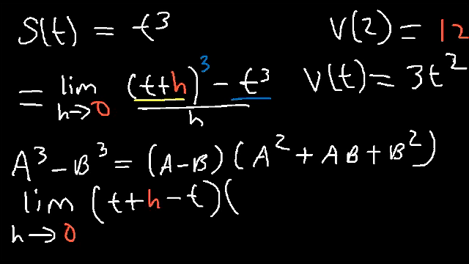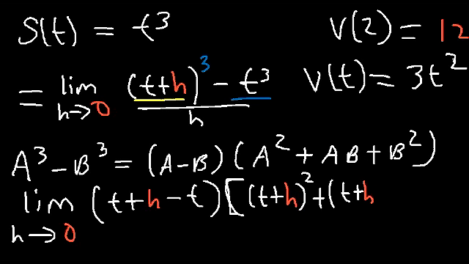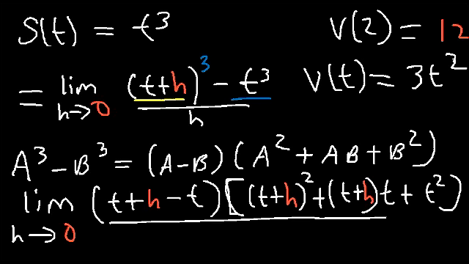A squared is going to be t plus h squared. And then a times b, that's t plus h times t. And then b squared is simply t squared. And this is all divided by h. So t minus t cancels.